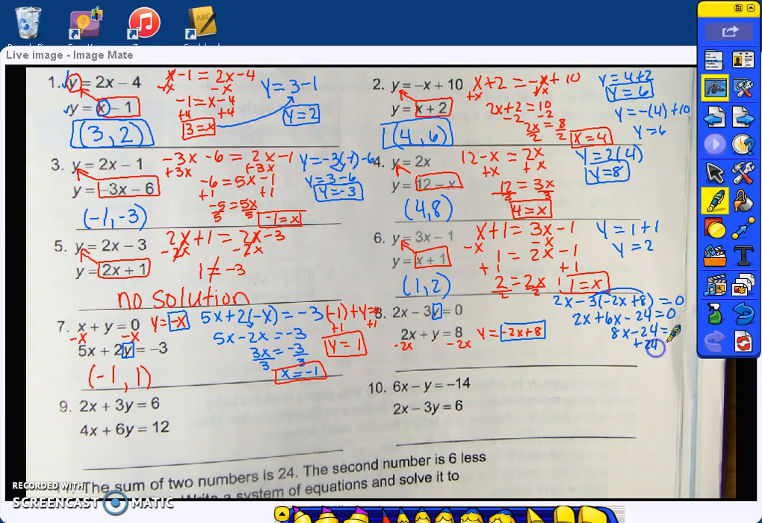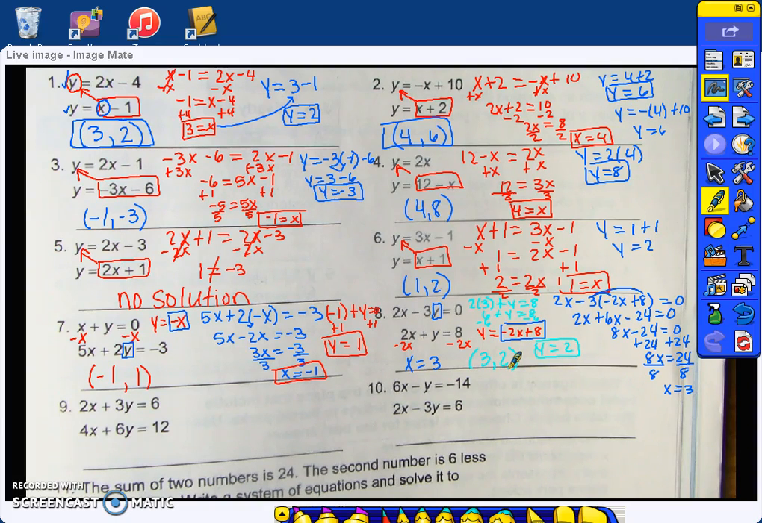Add 24 to both sides. You notice I'm writing down every single step so that I don't miss anything. Divide by 8 on both sides. X equals 3. And I'm going to plug that into one of my equations. It does not matter which one. And that gives me 2 times 3 plus y equals 8. 2 times 3 is 6. Subtract 6 from both sides. And y equals 2. So my ordered pair is going to be 3, 2.